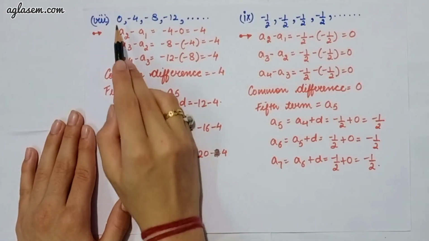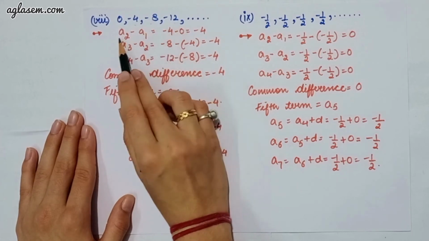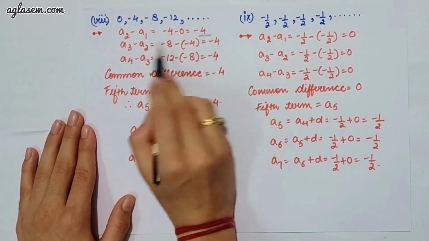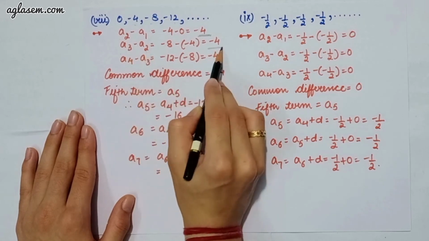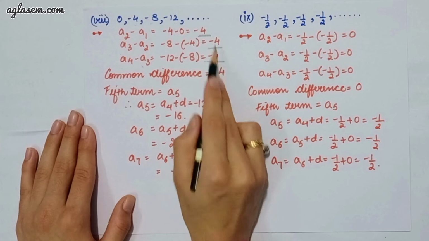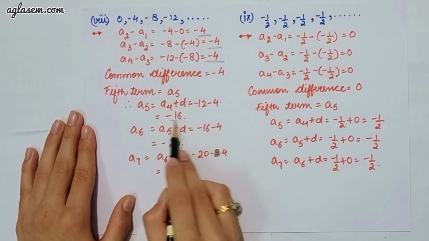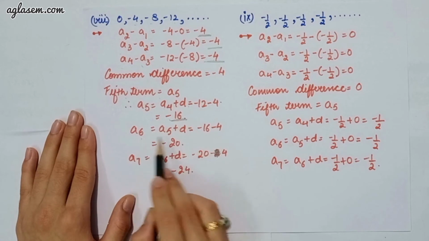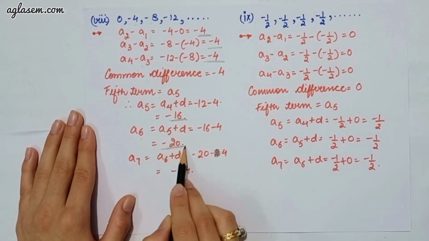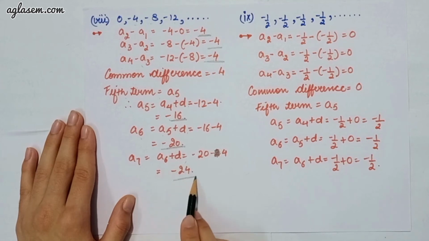Moving to our 8th part, which says 0, minus 4, minus 8, minus 12. So again, A2 minus A1 that is minus 4, A3 minus A2 that is minus 4, A4 minus A3 that is again minus 4. So the common difference is minus 4. So our 5th term will be A4 plus D that is minus 16. 6th term will be A5 plus D that is minus 20. 7th term will be A6 plus D that is minus 24.